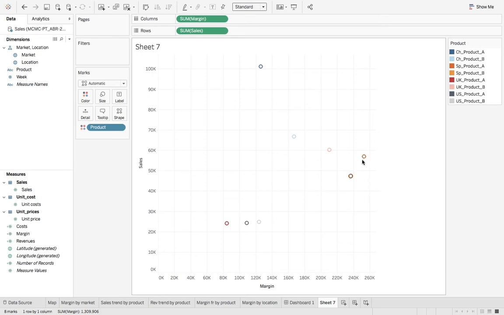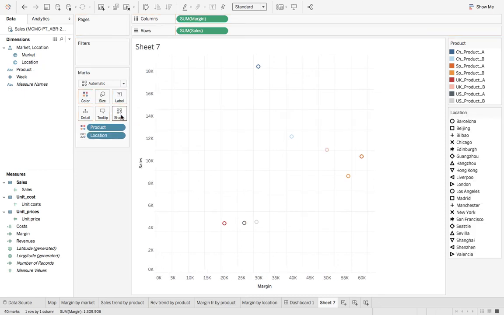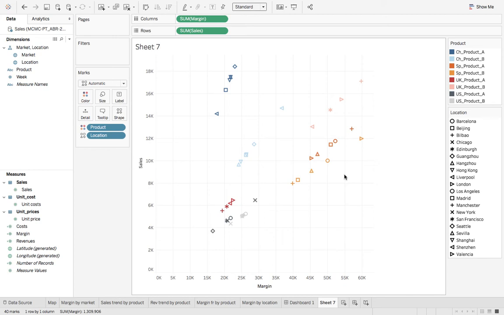But how does this change when related to locations? Let's move into shape. So we now have this relationship split by location. As before, we see some products that are quite linear, which means that the higher the sales, the higher the margin, but we have some that with lower sales have higher margin. So this is a perfect visualization, called sales versus margin, that can help you to answer the question for today.